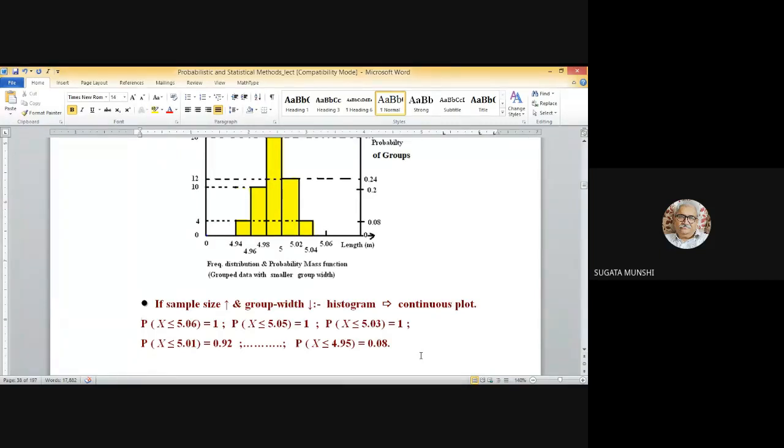And these are the probability values. Probability of capital X less than or equal to 5.06, that is 1. Probability of capital X less than or equal to 5.05, that is 1. Probability of capital X less than or equal to 5.03, that is 1. Probability of capital X less than or equal to 5.01, that is 0.92. In this way, I am progressing from the higher value to the lower value.